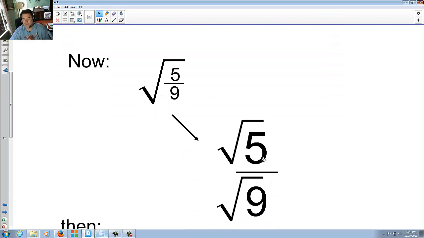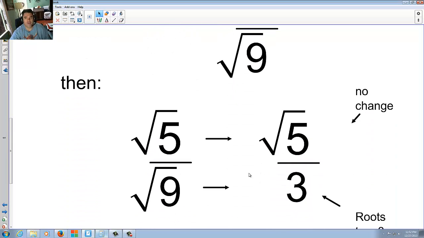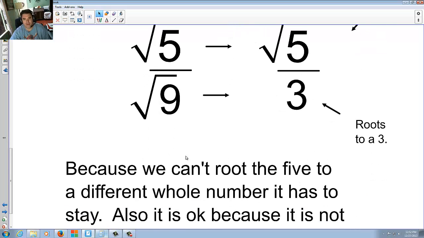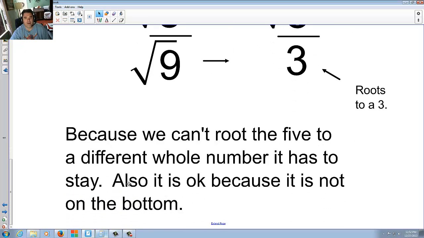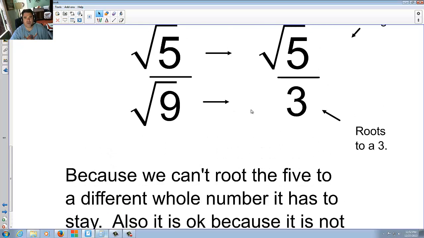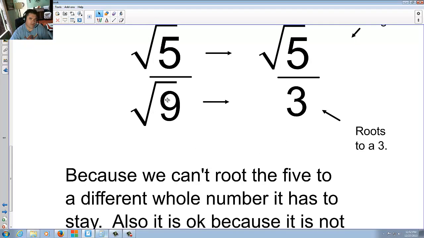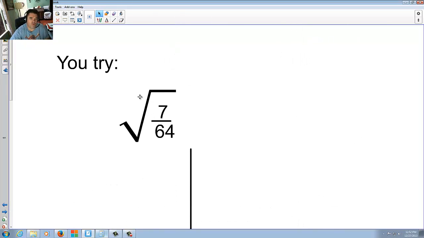Now why do you want to do that? Root of 5 is stuck, but root of 9 can become a 3. So root of 5, no change. Root of 9 becomes a 3. Because we can't root the 5 to a different whole number, it has to stay. Also, it's okay because there's not a root on the bottom. Because it's root of 5 over 3, that is acceptable to keep like that. You can't keep a root on the bottom, but you can have a root on the top. That's how it goes. So you try.